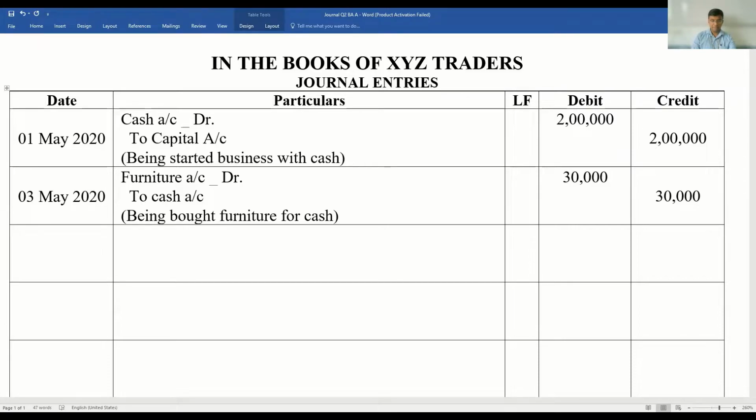Next one, 5th May 2020, and the transaction is bought machinery on credit from Globe Traders. So here, the difference between the transaction on 3rd and the transaction on 5th is that 3rd is for cash, transaction on 5th it is credit. So here again, the two accounts are machinery. Since it's a credit transaction, you will have to carry out the transactions against the name of the person, which is Globe Traders account. Globe Traders account would be personal.